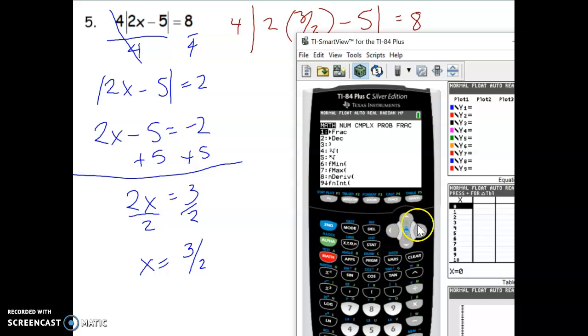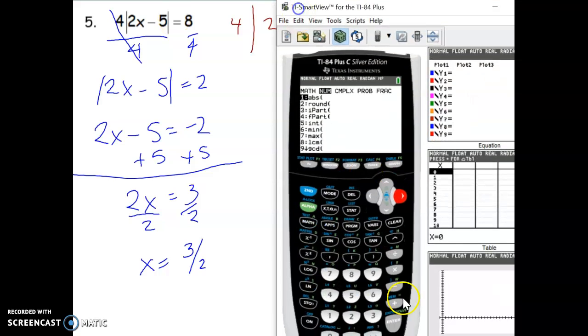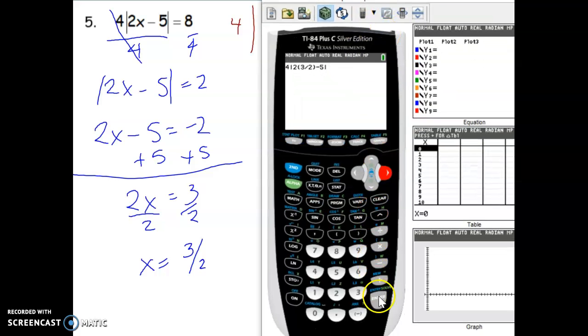4 times absolute value. Sorry, you guys, I can't see and type at the same time. All right, and then inside of there, I'm going to put 2 parentheses, 3/2. Remember how we talked about always putting your fractions in parentheses, minus 5, and then come out of the absolute value bars, hit enter, and I got 8, which is what I wanted. So I know I got it right.